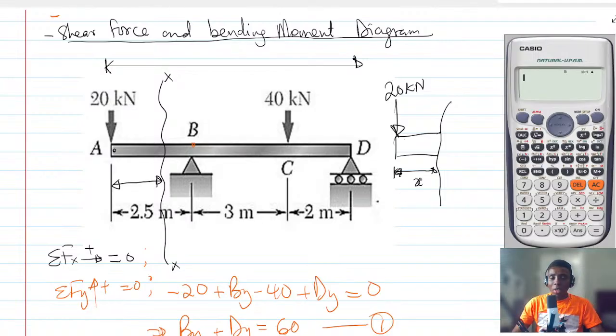Now what you have to do is that this distance X which you have here, you actually have a certain moment and then a certain shear force. So this is how you are going to do it. Whenever you draw this, let me try and see if I can show you this.